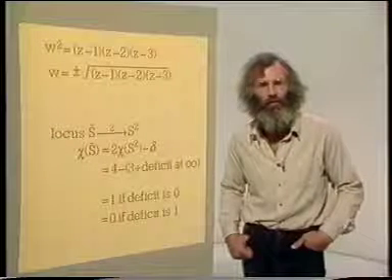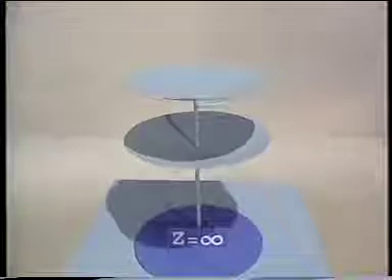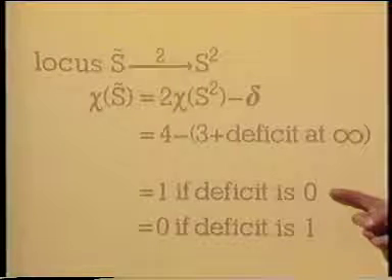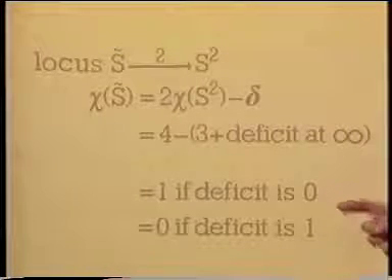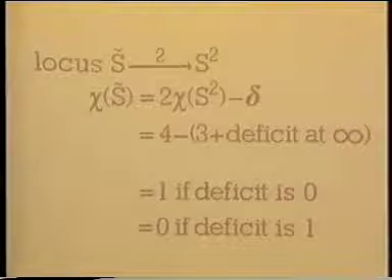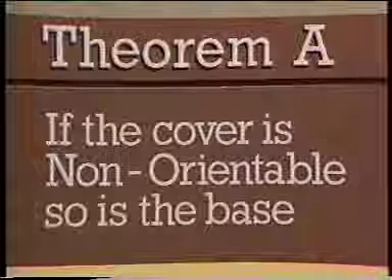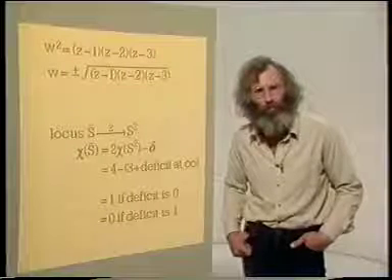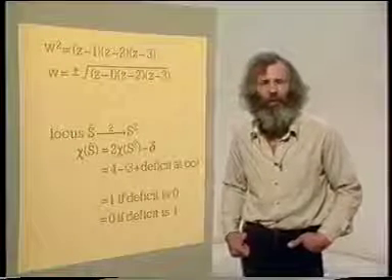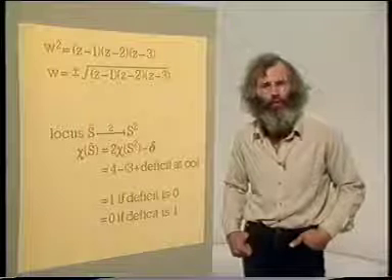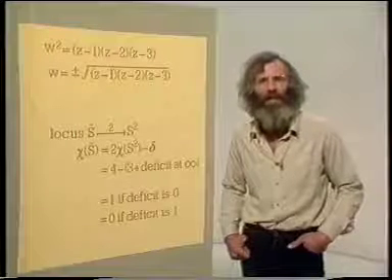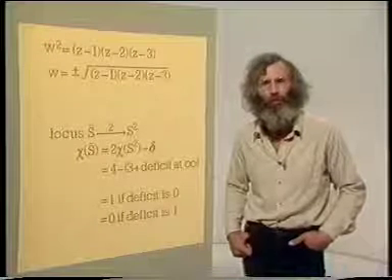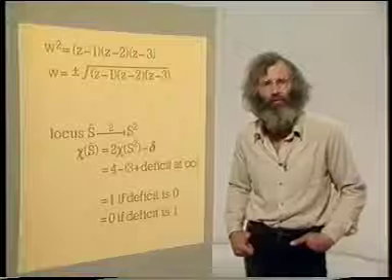Let's look first at the possibility that the locus is regular at z equals infinity. Then the deficit would be 0, and the Euler characteristic of the cover would be 1. But is that possible? Well, from theorem A, we know the cover has to be orientable, and it can't have a boundary because the base S2 hasn't got one. So we have an orientable surface without boundary, which we know must have an even Euler characteristic. So a characteristic of 1 is impossible. Therefore, S tilde is not regular at infinity.